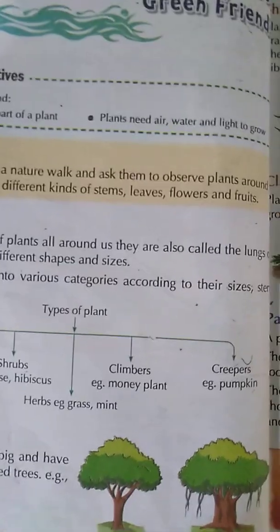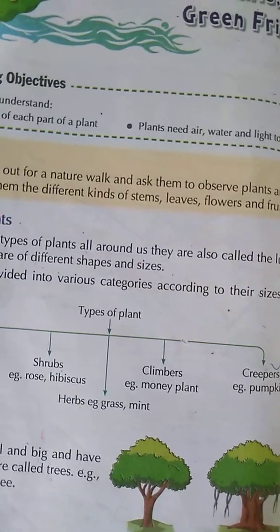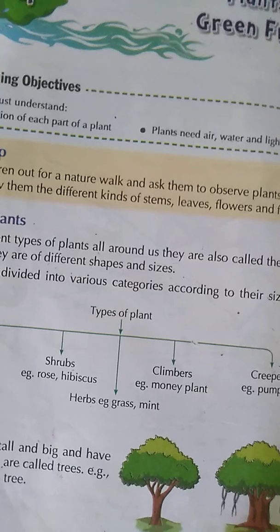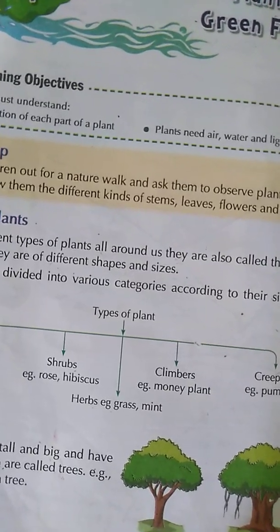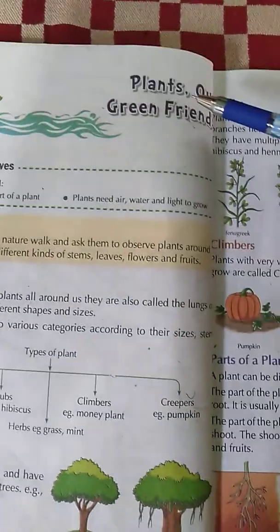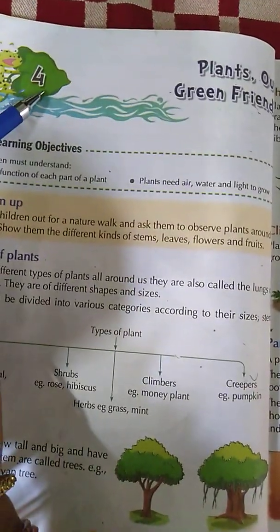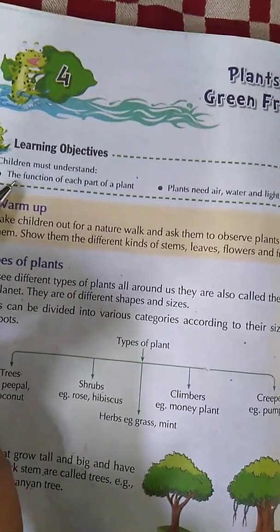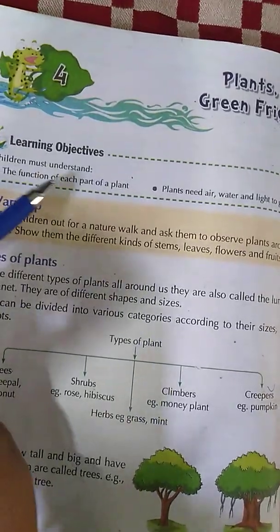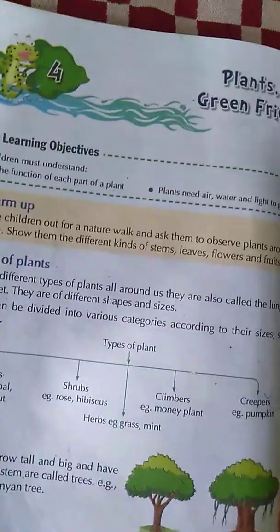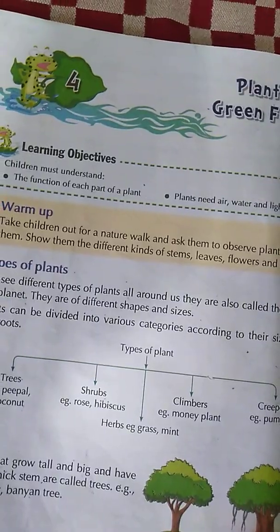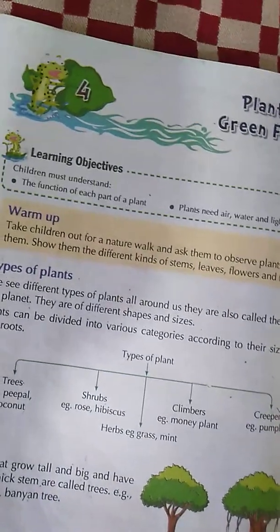Good morning, students. In this video, today we are going to revise the fourth lesson of the EVS book. The name of the lesson is Plants Our Green Friends and the number of the lesson is 4. In this lesson, we are going to learn about the function of each part of a plant, and that plants need air, water and light to grow.